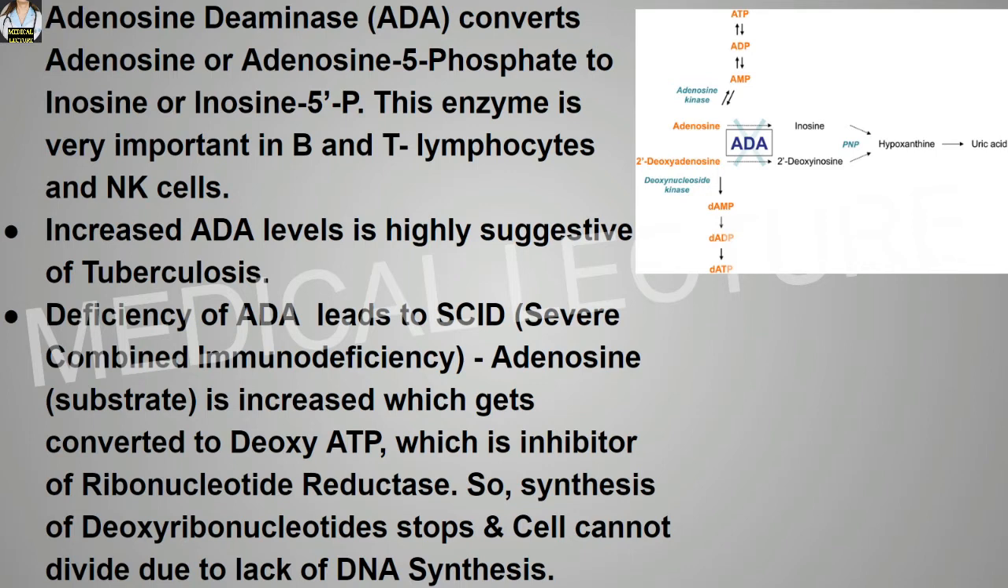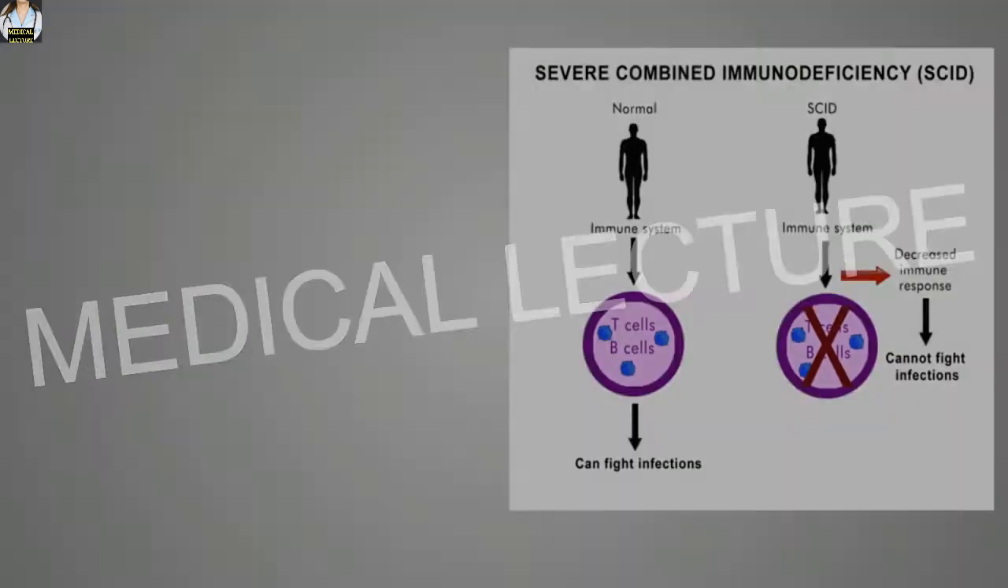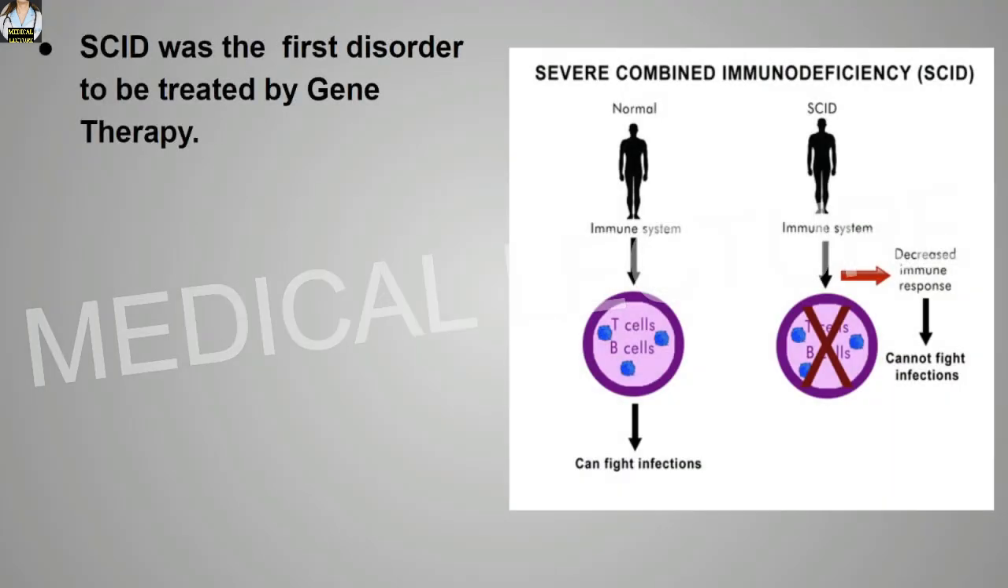What is SCID? SCID is severe combined immunodeficiency. Over here, what happens is the adenosine is increased, which gets converted to deoxy ATP, and this deoxy ATP is actually an inhibitor of ribonucleotide reductase. Because of this, the synthesis of deoxyribonucleotides stops and the cells cannot divide due to the lack of DNA synthesis. SCID was the first disorder to be treated by gene therapy.